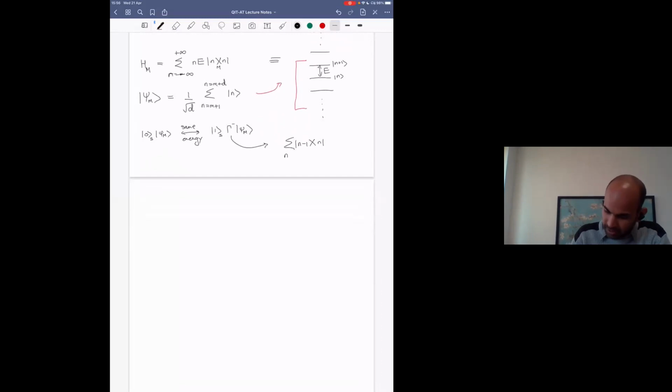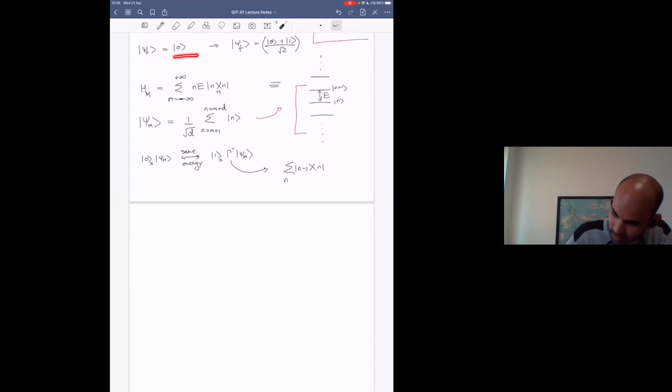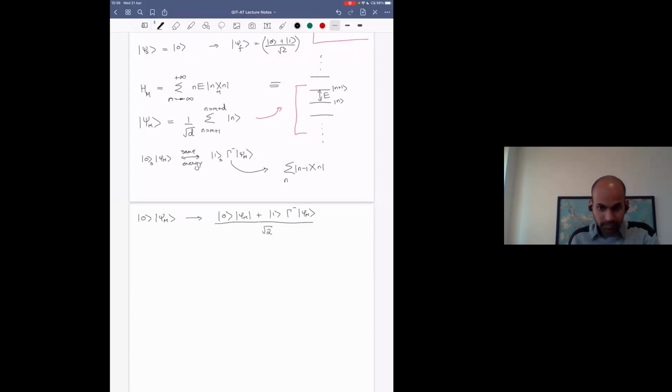So clearly they have the same energy. So now what I do is, instead of trying to do the operation where 0 goes to 0 plus 1 over root 2, instead I do the following. I say that 0 goes to... 0, sorry, let me write it as a joint operation. Psi m goes to 0 psi m plus 1 lowering operator on psi m by square root of 2.